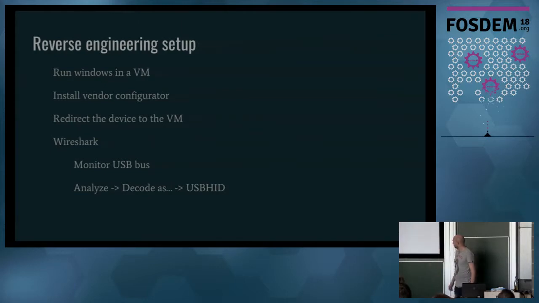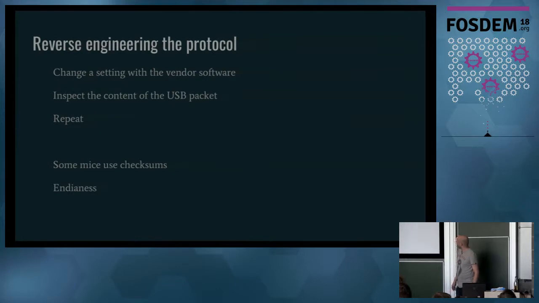And it's a good idea to set Wireshark to decode things as USB HID. Then you basically just start by opening the configuration software, changing a button mapping, changing it back again perhaps, and then looking into the packets to try and figure out what every byte in there means. So that's the next step, to have a good overview of all the things that they communicate, what they mean.